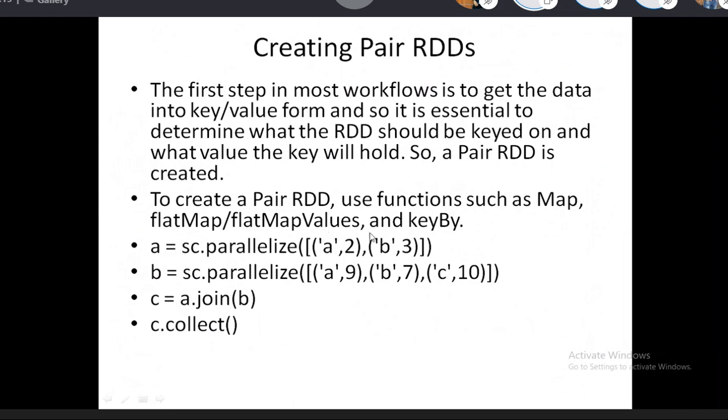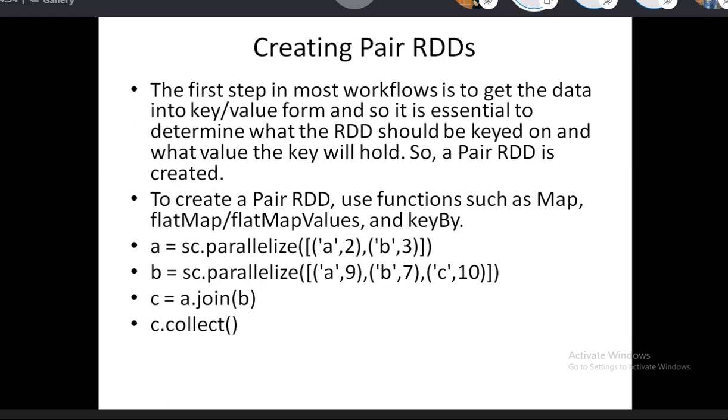If you want to go with the combination, inside the collection, the list, you're creating tuples. In the first one, A contains A comma 2 and B comma 3. These are two elements, and both are tuples. In the other one, you have created three elements. The first element is a tuple, the second element is a tuple, the third element also a tuple. If you're creating a key value pair combination, that is called a pair RDD.